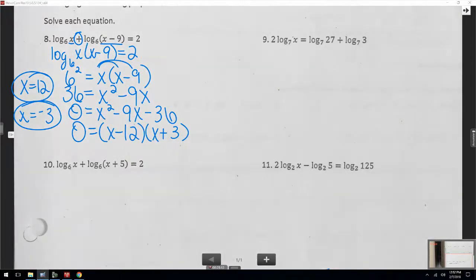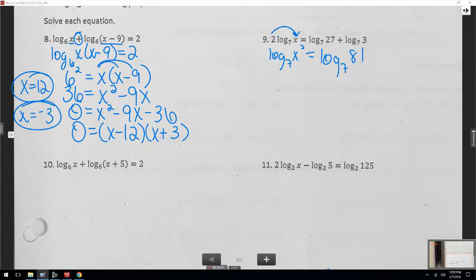All right, let's look at number 9. We've got a 2 in the front. Where does he go? Not x. Is the exponent the power? There you go. So log base 7 of x to the second power. Well, we got 2 logarithms on the other side. I don't want 2 logarithms. I want 1 logarithm. So smush them together. It's log multiplication. What's 27 times 3? 81. So log base 7 of 81.